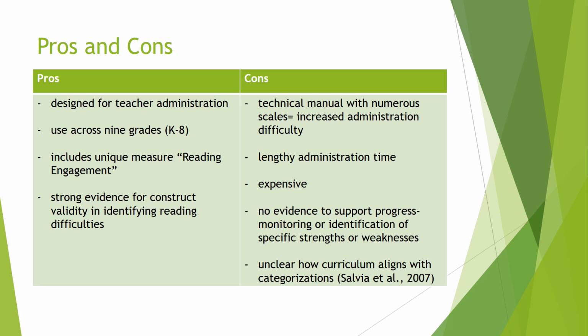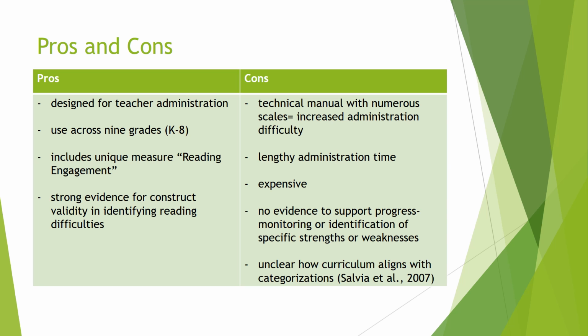It can be used across 9 grades, K to 8, so if a school were to purchase a kit, it would benefit all teacher grade teams. The DRA also measures important components of reading and adds to the unique measure of what the developers describe as reading engagement. And they also report convincing evidence for construct validity to identify reading difficulties.